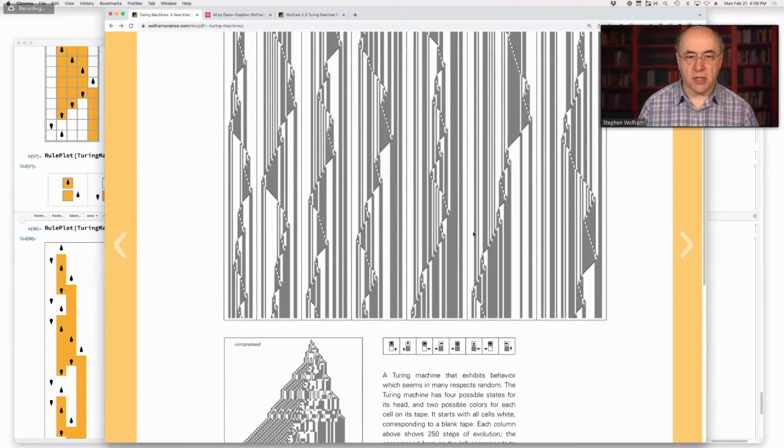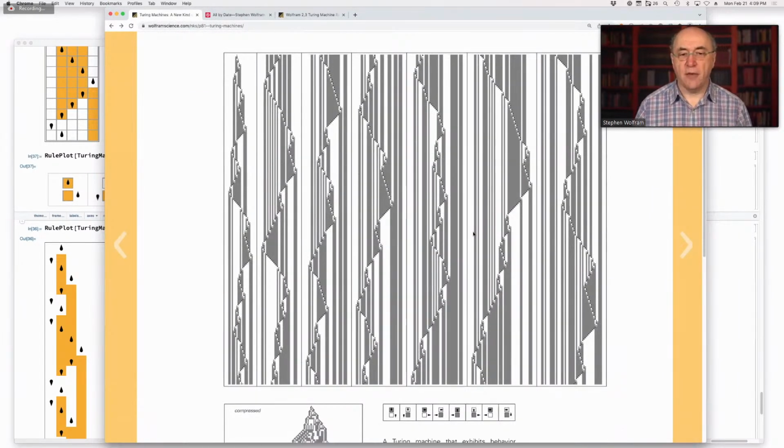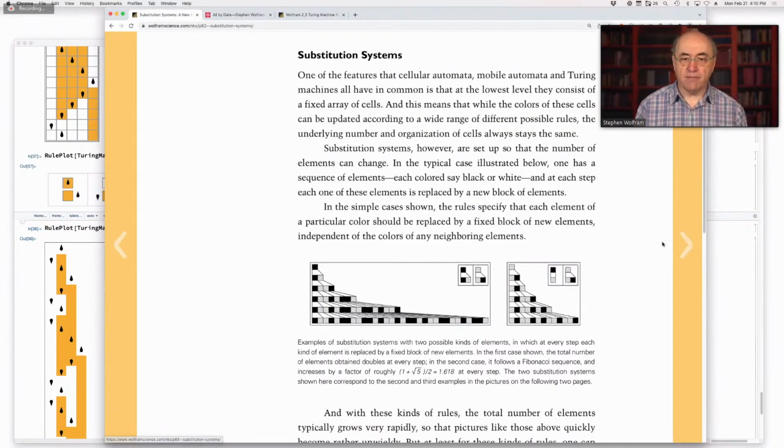But the empirical discovery that complicated behavior could occur even in simple Turing machines was what provided the conceptual fodder, the empirical data necessary to formulate the principle of computational equivalence. So that's Turing machines. Let's go on.